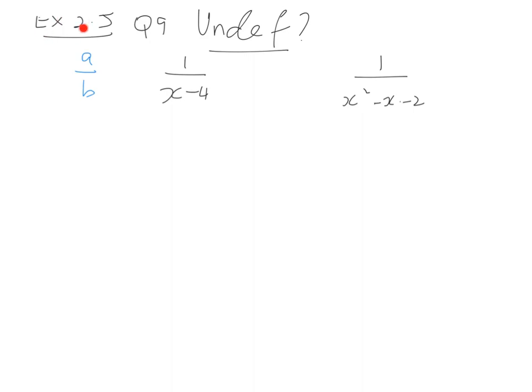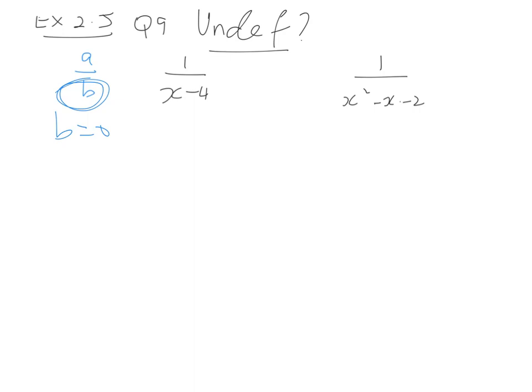So for exercise 2.5 question 9, we're looking at what makes these types of things undefined, or for what values of x will these things be undefined. Basically all the things you're given are in the form of a fraction, and what we're looking for is the denominator to equal 0. That's what we're looking for.